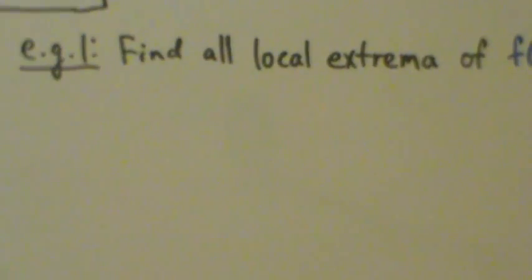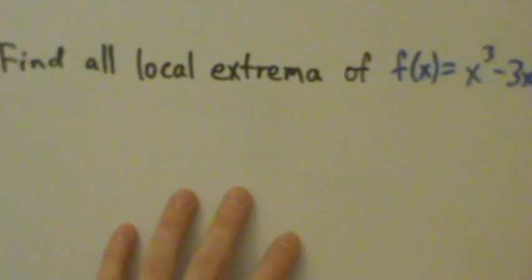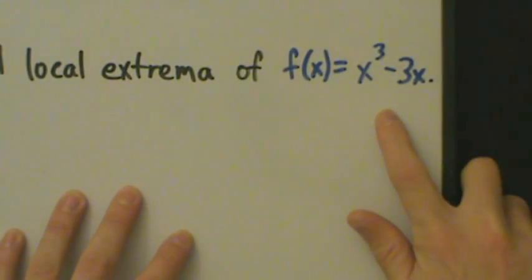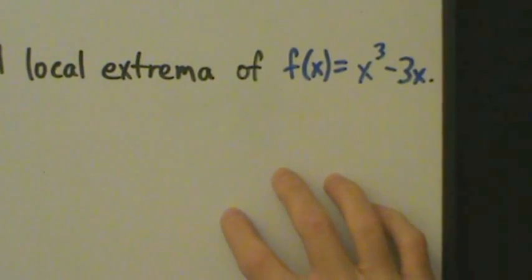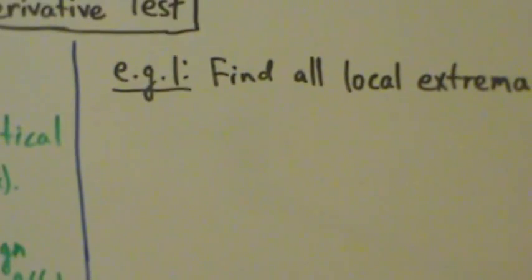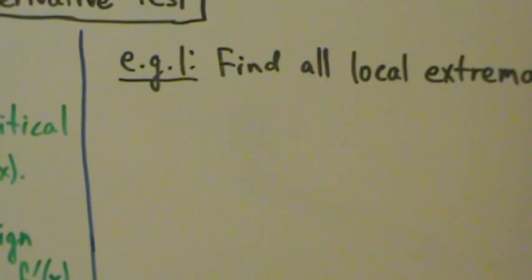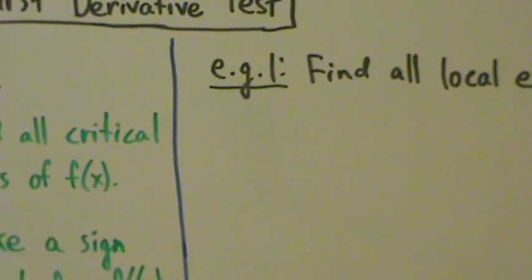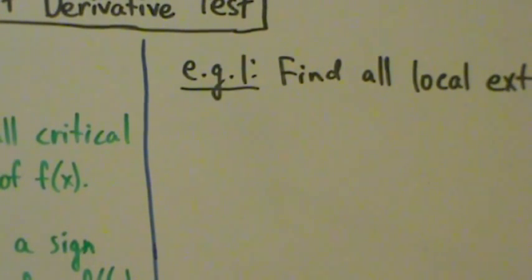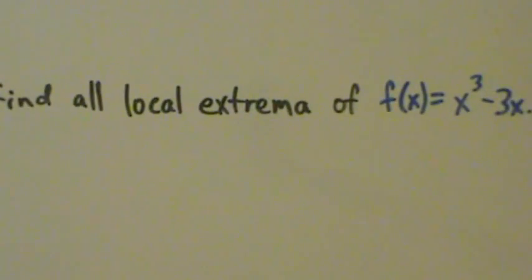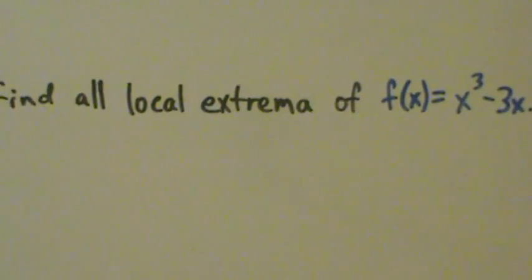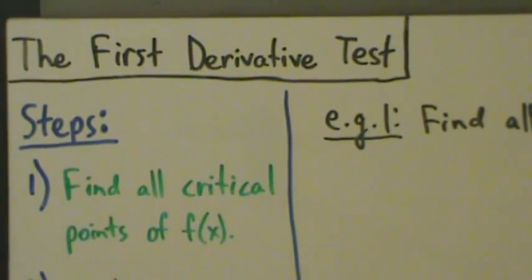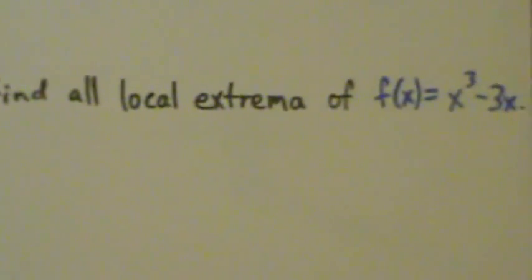So example 1, find all local extrema of f of x equals x cubed minus 3x. All right, so we want to find all the local mins and local maxes of that function. Whenever you do a problem like this where you have to use the first derivative test, or really any kind of problem to find mins and maxes, the first thing you want to do is take a derivative, right? Because we have to find critical points, and in order to do that we need the derivative. So the very first thing we do is take a derivative.